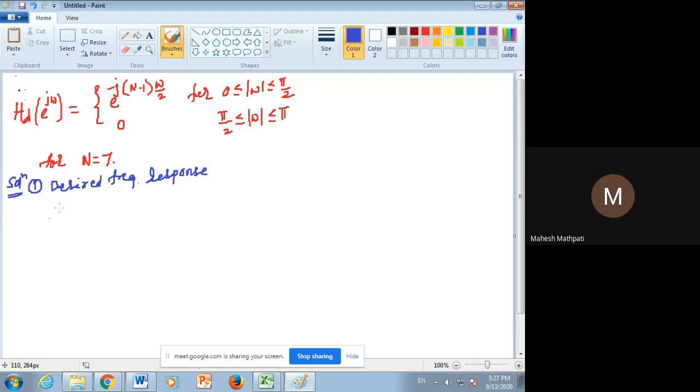So for the desired frequency response, what do we need to find here? As the value of n is given as 7, let's put n equals to 7 in the given equation for hd of e power j omega. If we put n equals 7, we will get hd of e power j omega equals to... what answer will we get? Anyone?